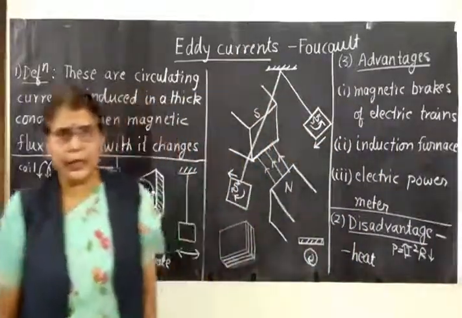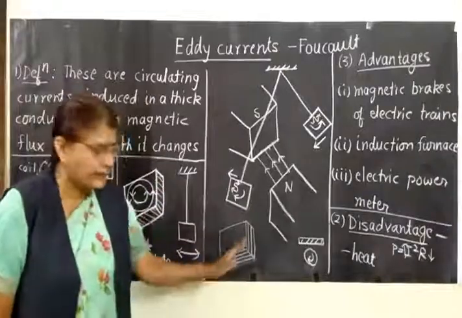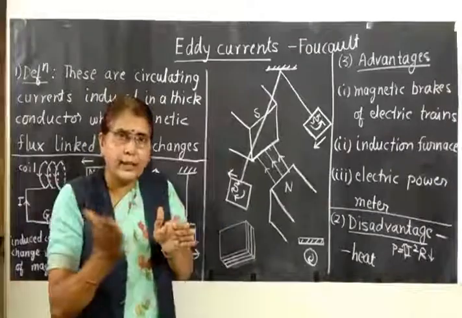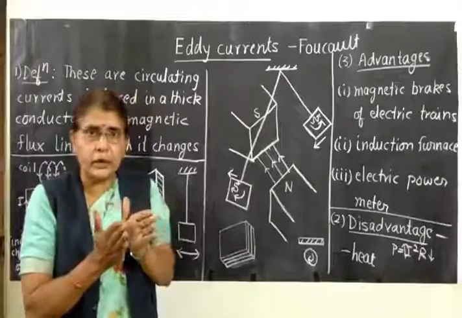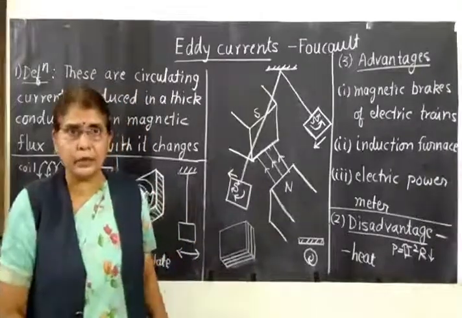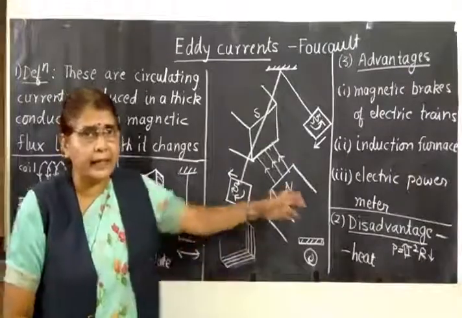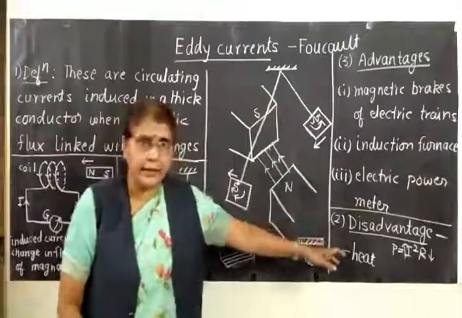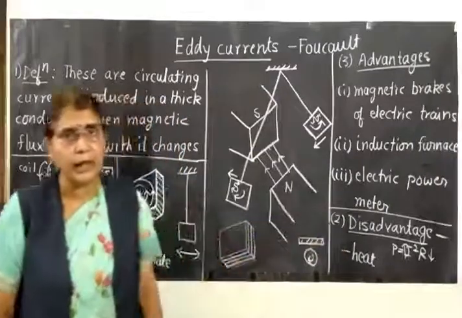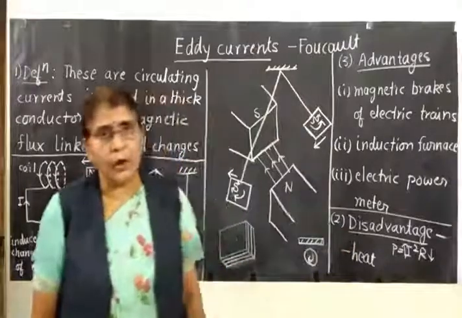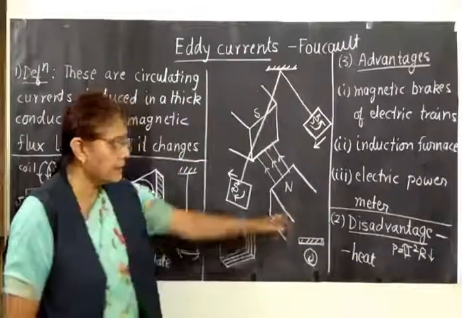Now, if you want to reduce the loss, this metal sheet is divided into a number of small sheets. It is cut into a number of thin sheets, and these thin sheets are joined together by insulating material. So it is called a laminated core. When it becomes laminated, the eddy current loss can be reduced. Otherwise, there will be a large loss of current in the form of heat. Now, this is the disadvantage.